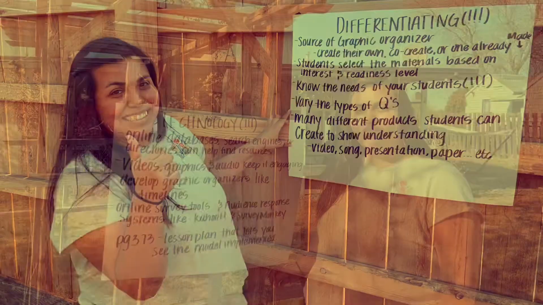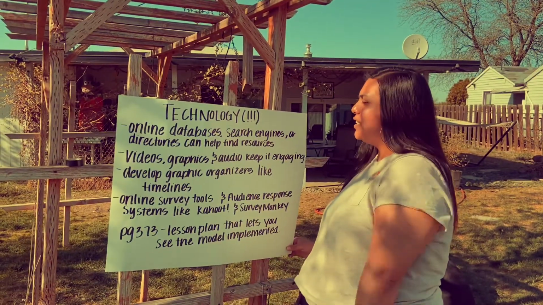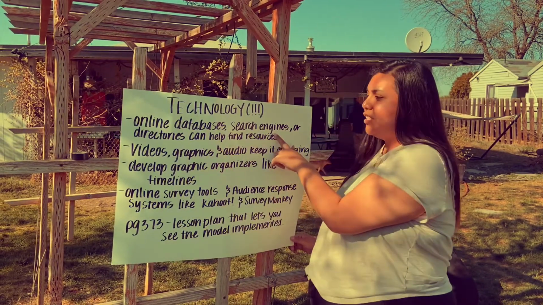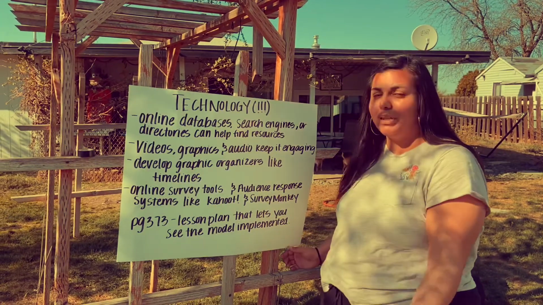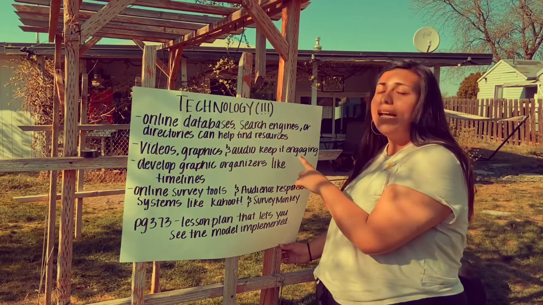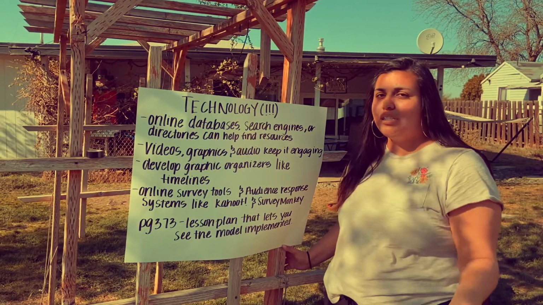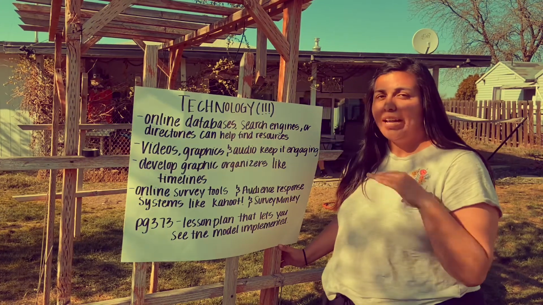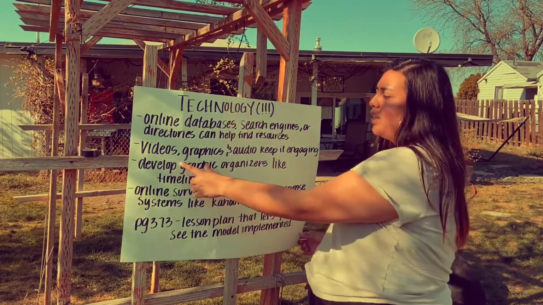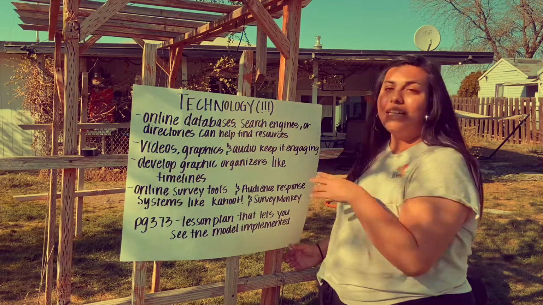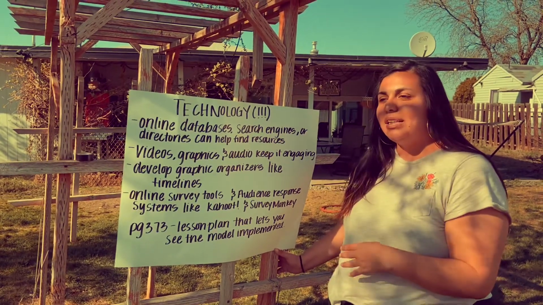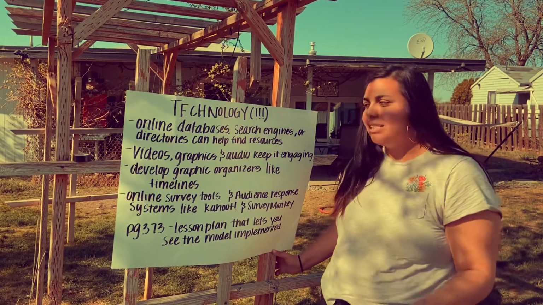All right, and the last one is using technology in the integrative model. This is online databases, search engines, or directories can help find resources. So you can either do this ahead of time, or you can have your students do it on their own Chromebooks. That way they can find things that are at their interest level. There's also video, graphics, and audio to keep it engaging for your students. This can be done in presentations, throughout the lesson, or at the beginning of the lesson.